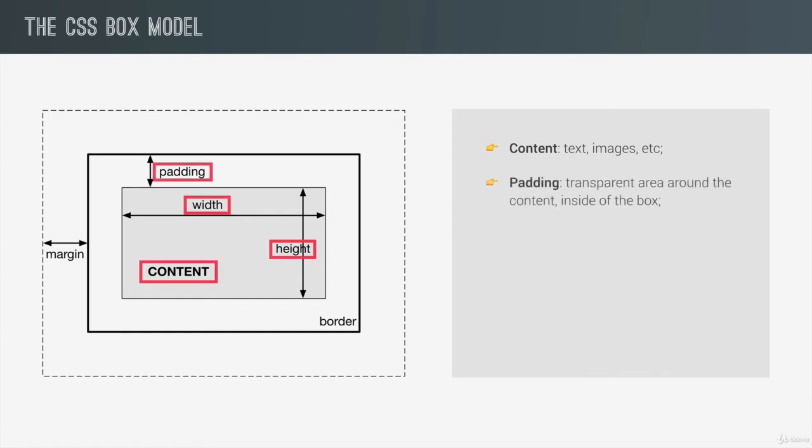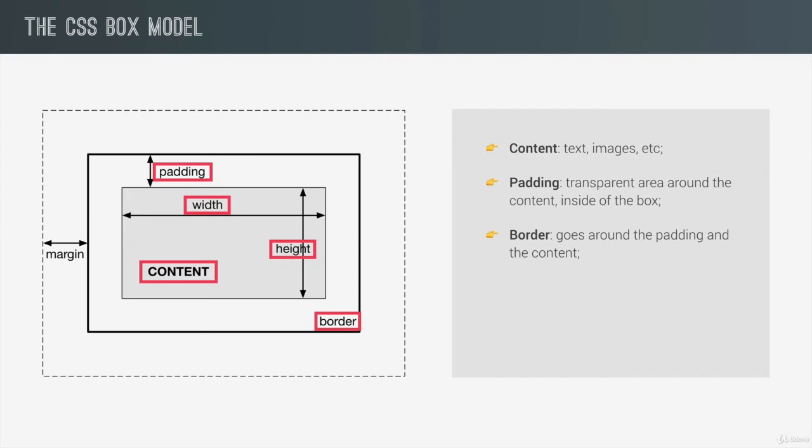Next, the padding is a transparent area around the content, but still inside of the box. And we use paddings to create white space inside of a box, and we can define the padding by specifying the padding property in CSS. Next, we can specify a border for any box, and that border then goes around the padding and the content. And this actually we already did in the last lecture, right?